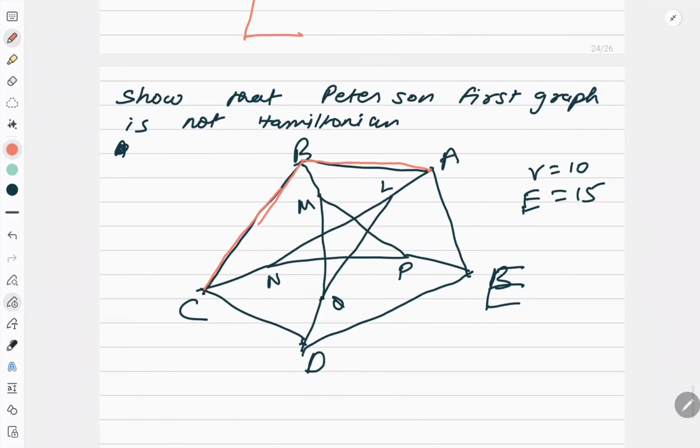So which edge will I be deleting first? From A, which edge can I delete? AL I can delete and AE I can delete. So I'll remove AL. Okay, and here let me list out my vertices also: A, B, C, D, E, L, M, N, O, P. So first when I deleted AL, A and L are gone. Then I went from B to C, so BM also I deleted. So B and M are also gone.